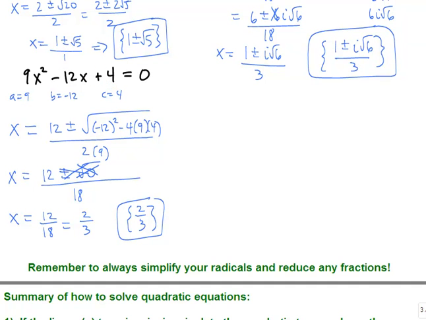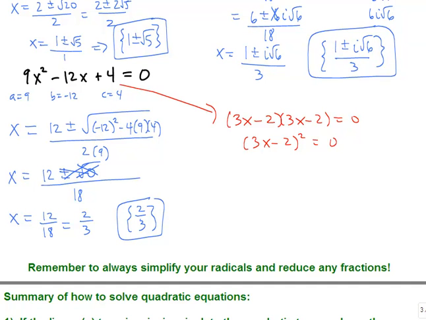And indeed, if you did factor this, it turns into 3x minus 2 times 3x minus 2, or 3x minus 2 squared. And it's a square there because we only got one answer. Both factors were the same. So you could have factored this right off the bat. Okay? So here are our methods.